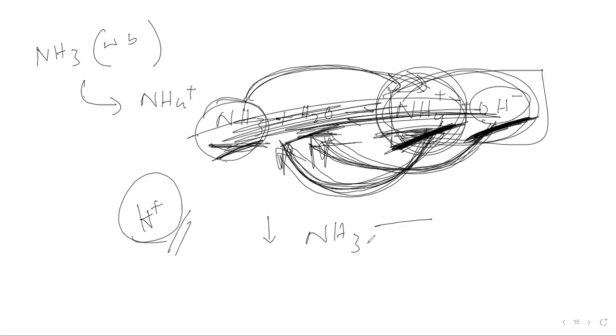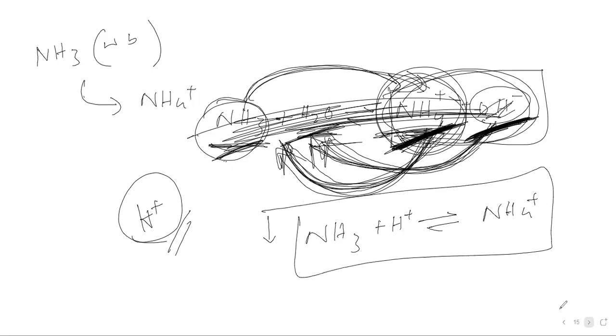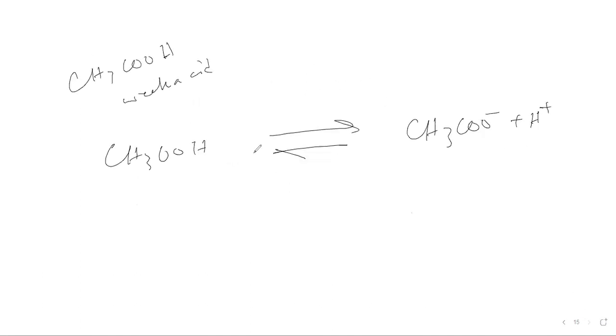Let's say over here we have H plus, then we just have NH4 plus. Now try to think of it this way: rather than having an OH minus here, think of it in this way, and then it will make sense. Now over here, when CH3COOH is broken down, it forms CH3COO minus and H plus.